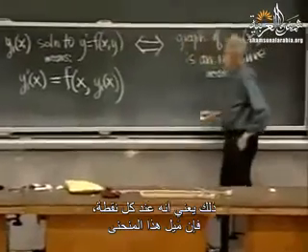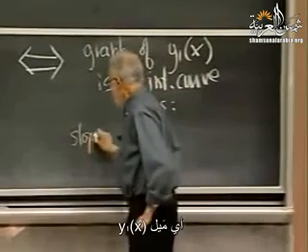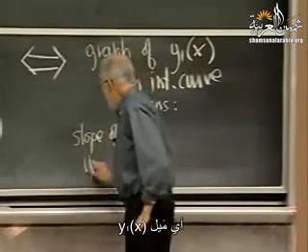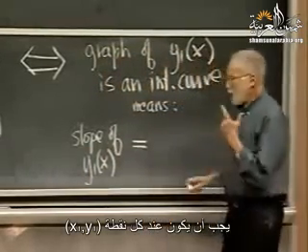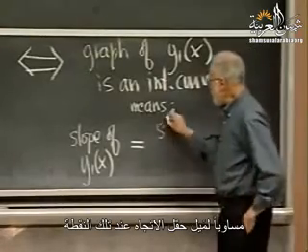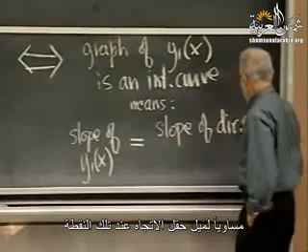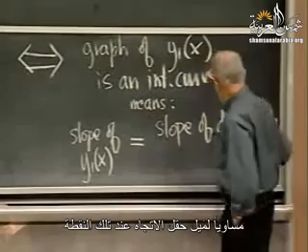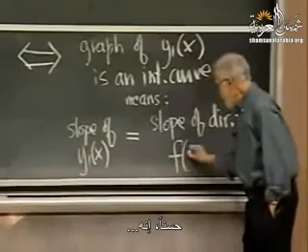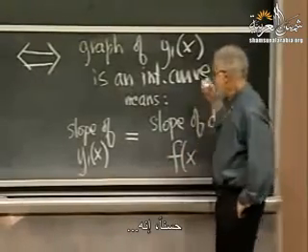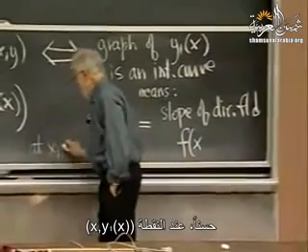Okay, what does it mean for the graph to be an integral curve? Well, it means that at each point the slope of this curve, the slope of y1(x), should be equal to the slope of the direction field at that point. And then what is the slope of the direction field at that point? Well, it is f at the point (x, y1(x)).